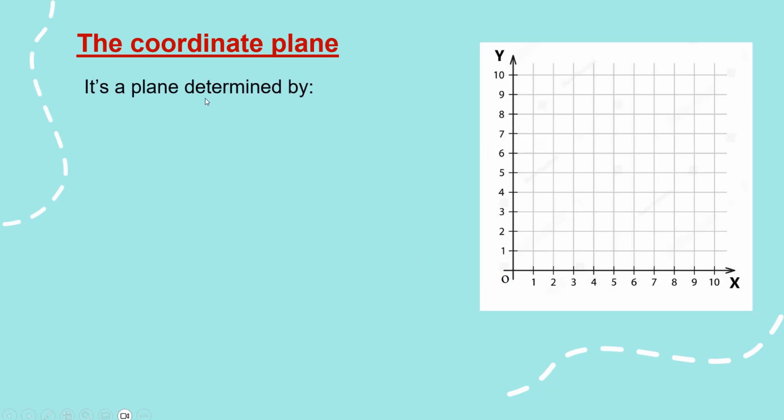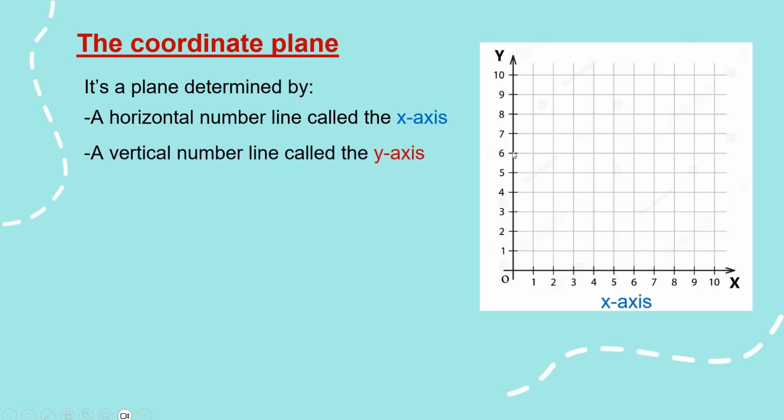The coordinate plane is a plane which is determined by two axes. One of them is horizontal and the other one is vertical. The horizontal line here is called what? It's called the x-axis, which is this one. And the vertical one here is what? Yes, called the y-axis.